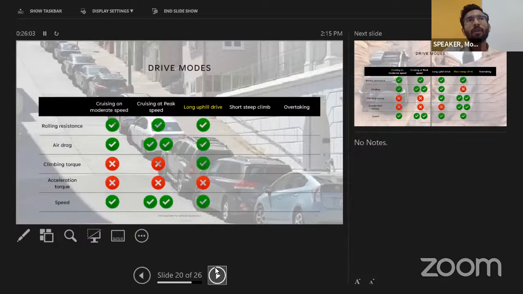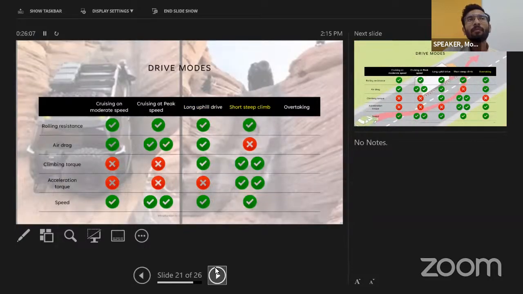Then the condition we are moving to is short steep climb. During the short steep climb, we don't actually move with a lot of speed, so the air drag experienced by this body is very much lower. The climbing torque has to be higher because you can see in the background your vehicle is trying to climb up a steep slope. The torque has to be a lot higher when compared to the vehicle moving on level road.